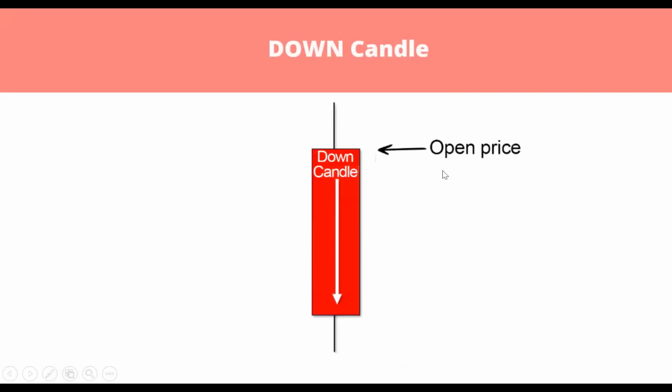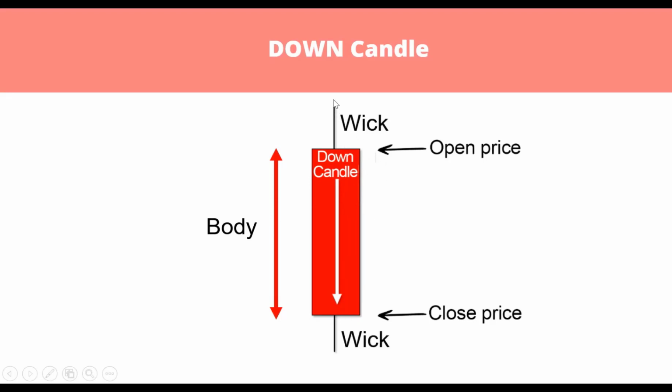Then we have the down candle, where the open price is higher than the closing price. The body is in between the open price and the closing price. And because I choose red, it means that it's a down candle where the candle closed at a lower price than where it opened. Then there is a wick, which is in between the open price and the high price, and between the closing price and the low price.